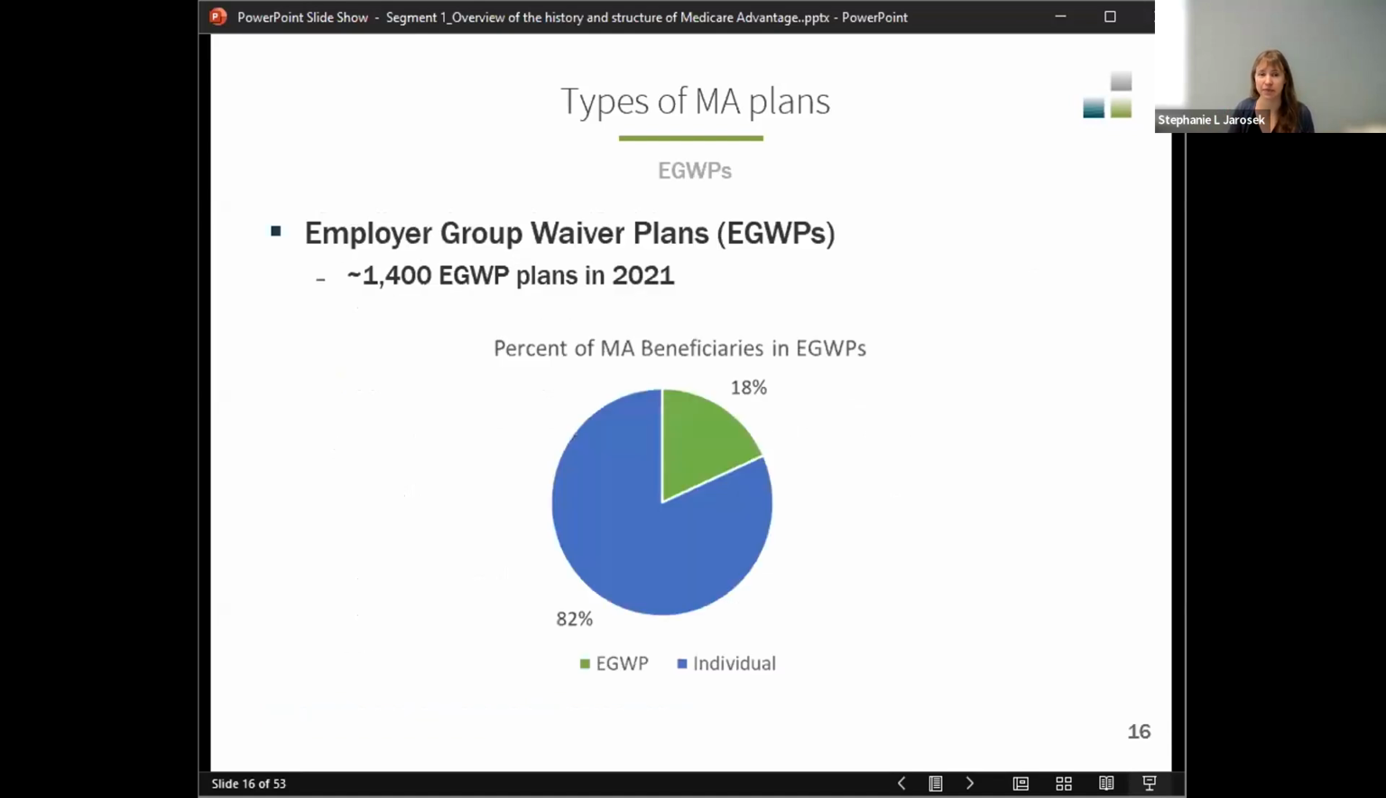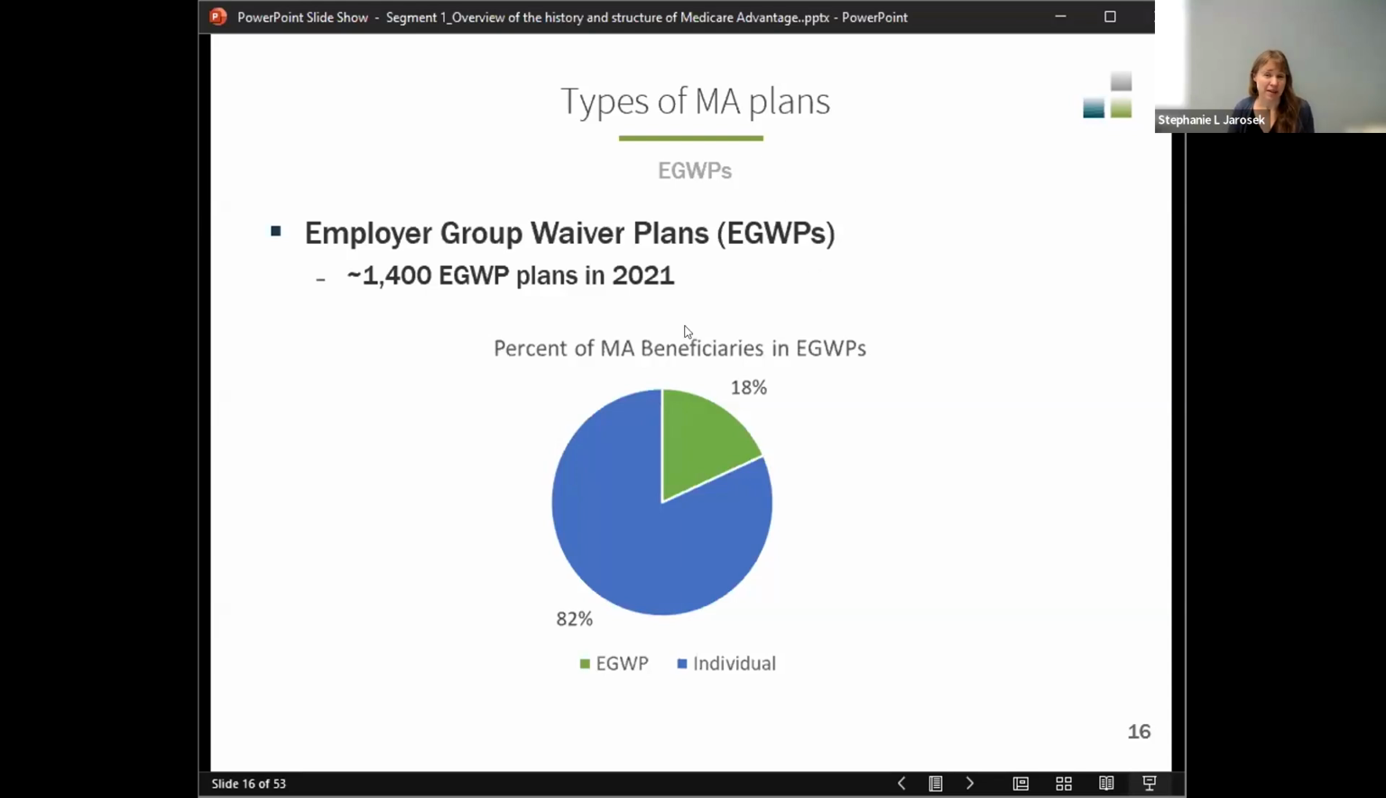So there are also things called employer group waiver plans. These aren't separate from the plans I talked about. Some of those plan types are going to be included in here. So we have about 1,400 EGWP plans, is the way of saying that, EGWP.